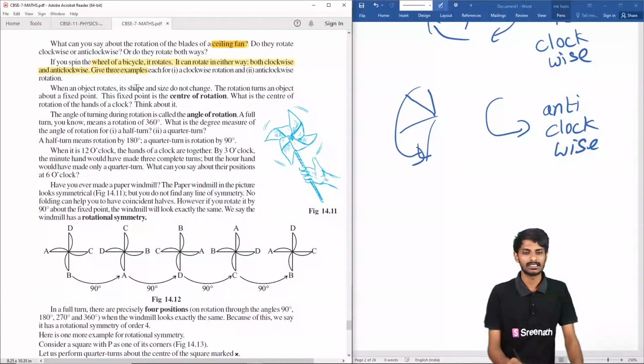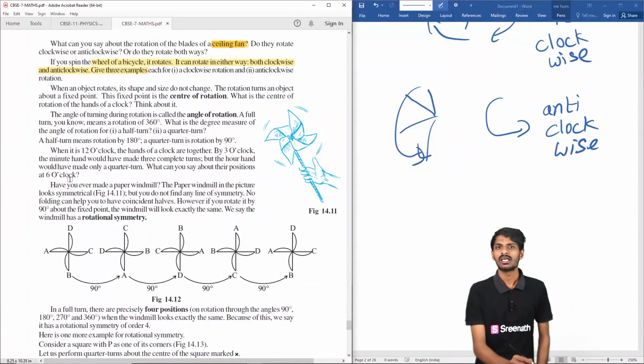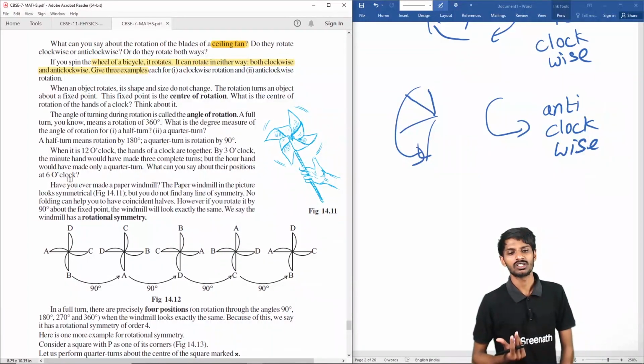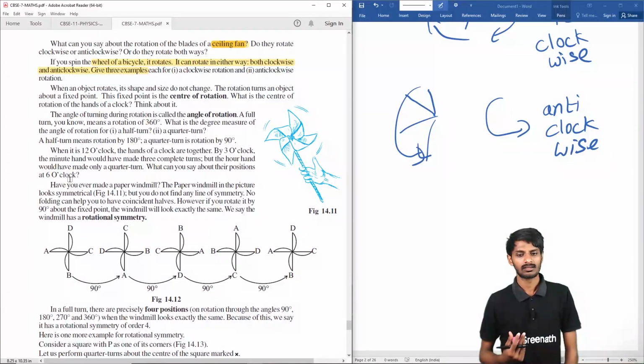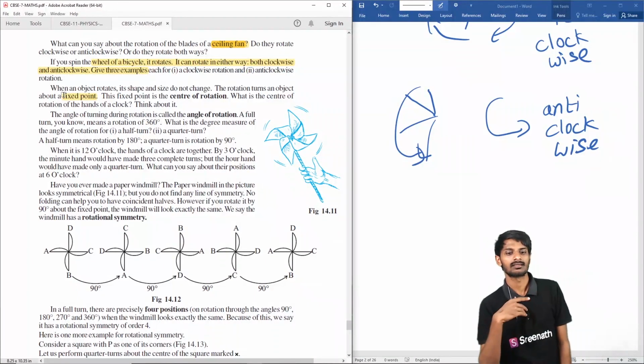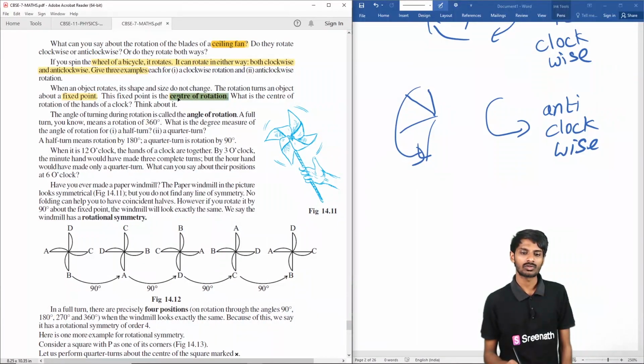When an object rotates, its shape and size do not change; the rotation turns the object about a fixed point. Suppose there is an object and it rotates, its shape is not changing and its size does not change. If you are rotating about a fixed point, nothing will change, yet it rotates. That fixed point is called the center of rotation. This is important. And the angle of turning during rotation is called the angle of rotation. Angle of rotation.